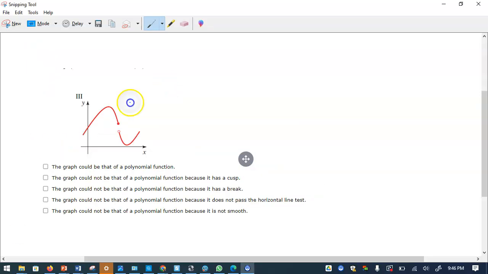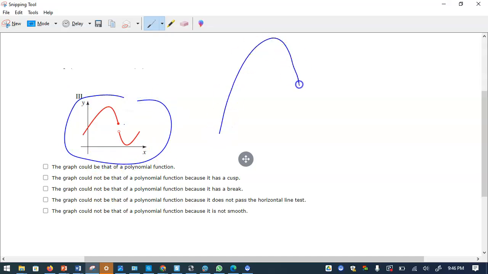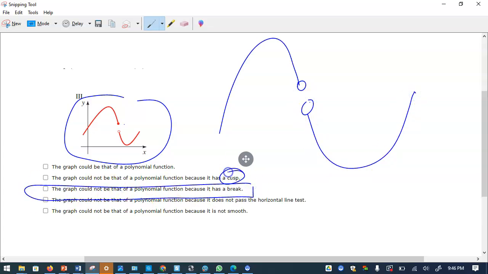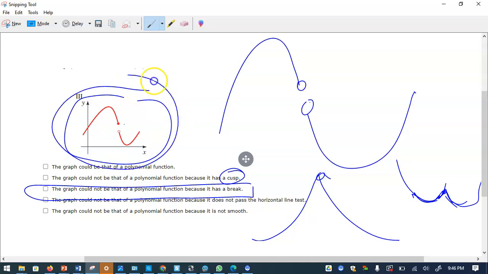And you can clearly see this graph has a break. It goes this side and then breaks off and then starts down like this. See? There is a break here. And what is the meaning of cusp? A cusp could be like this, or a cusp also could be like this. Both sides are curves and they go this way. That's the cusp. They don't show the corner here, but remember, this is the reason this is not a polynomial. The graph could not be that of a polynomial because it has a break. See this break? That's the break here.